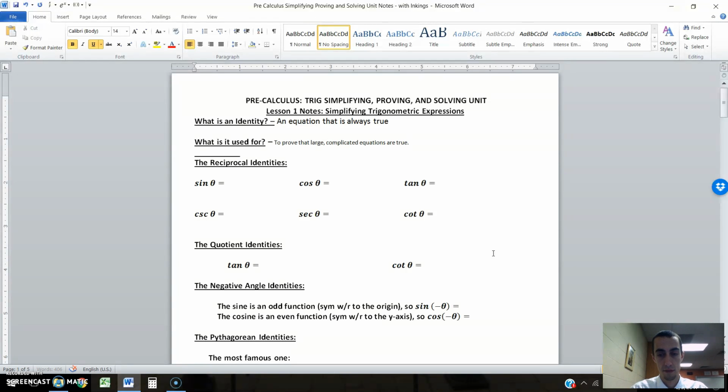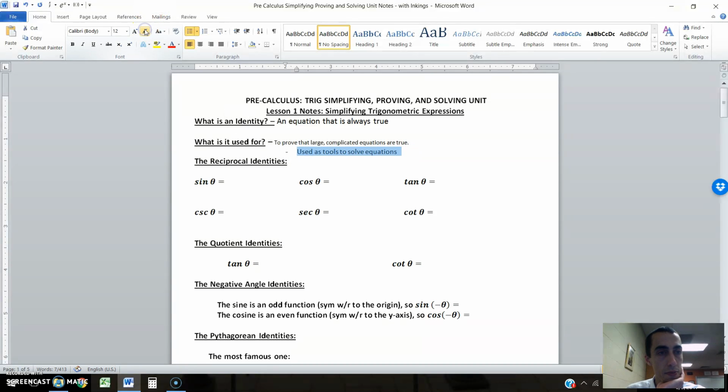Second, we'll also use identities when we're solving equations later on in this unit. We'll be solving in the last lesson or two. In the meantime, we'll be using these tools to simplify expressions and to solve equations.